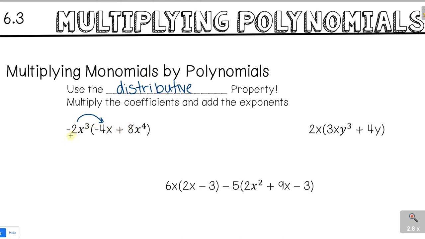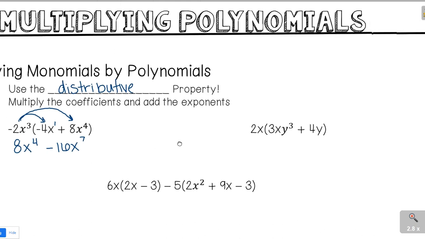inside. So -2 times -4 is a positive 8. And x to the third times x, we have 3 plus 1 is 4, so we get x to the fourth. Now do the same thing, multiply it to the second term in the parentheses. -2 times 8 is -16. X to the third times x to the fourth, 3 plus 4 is 7. So -16x to the seventh.